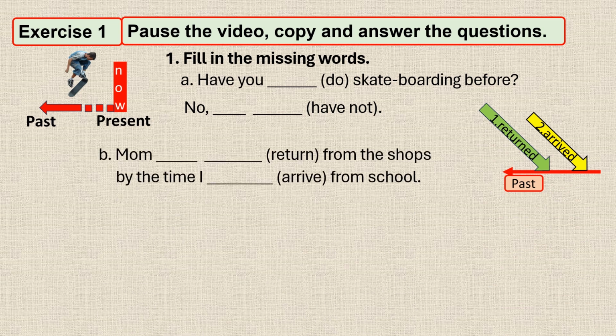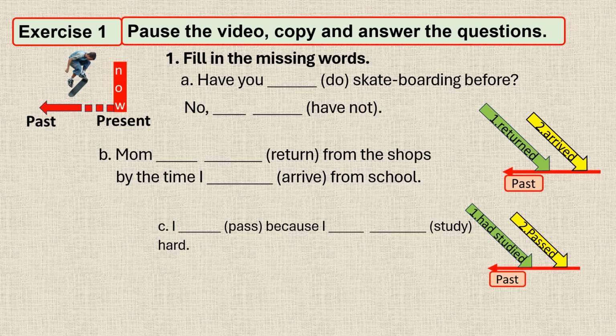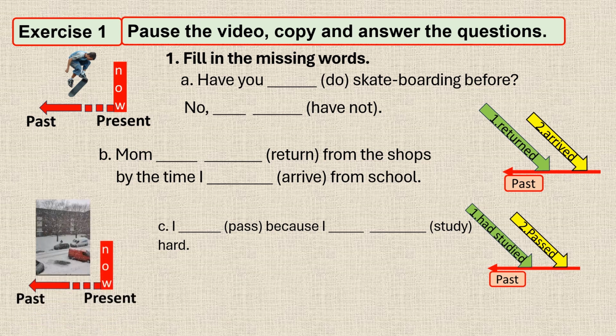Sentence B: Mom, return from the shops by the time I arrive from school. Third question. Number one, had studied. Number two, passed. C: I pass because I study hard. Number D. Now, past, present, past. In between, let's see what happens.